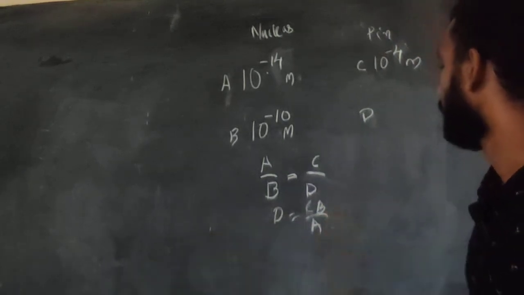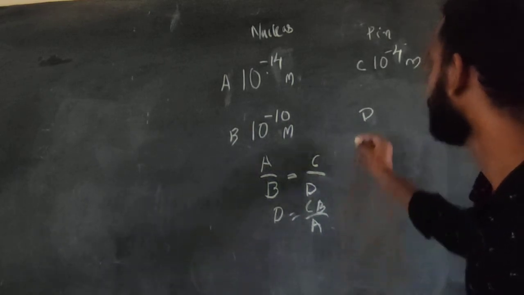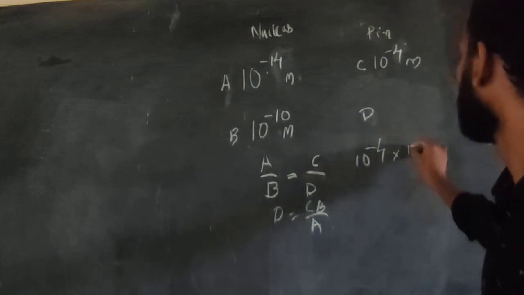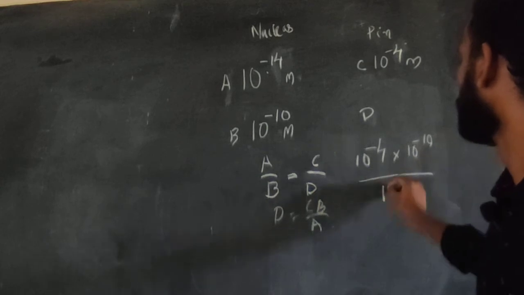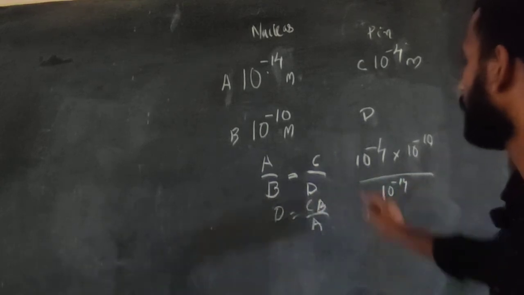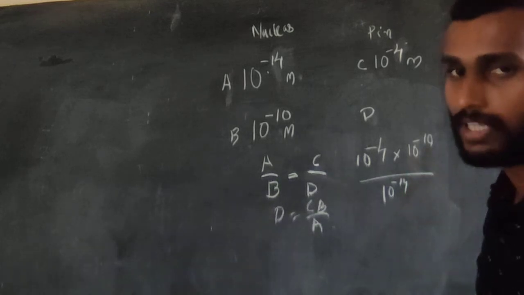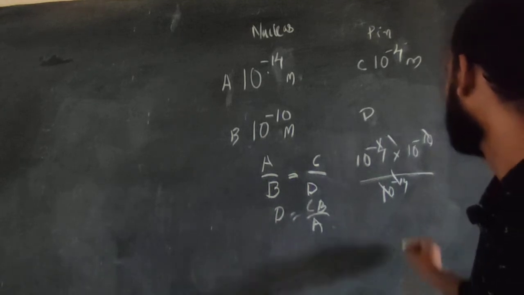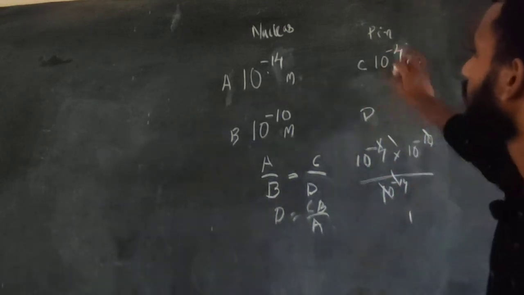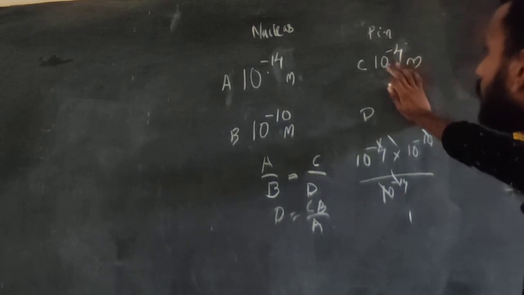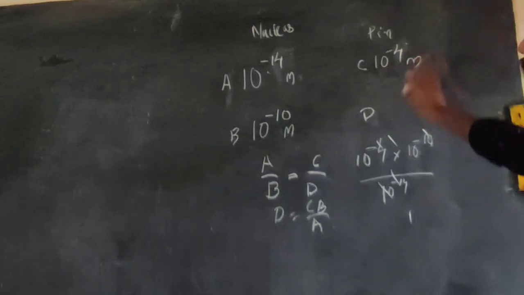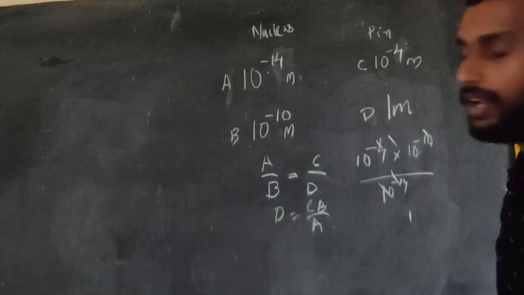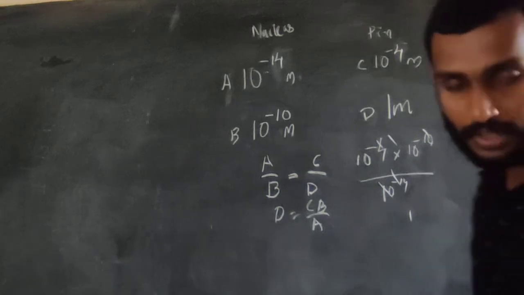Okay. So, CB by A will be, with C value 10 to the power minus 4 into 10 to the power minus 10 divided by 10 to the power minus 14. So, 10 to the power minus 4 into 10 to the power minus 10 is 10 to the power minus 14. Both will cancel each other, and the remaining value will be 1. So, if the size of the nucleus is of the order of 10 to the power minus 4 meter, then the size of the atom will be 1 meter. Okay. Is this clear?